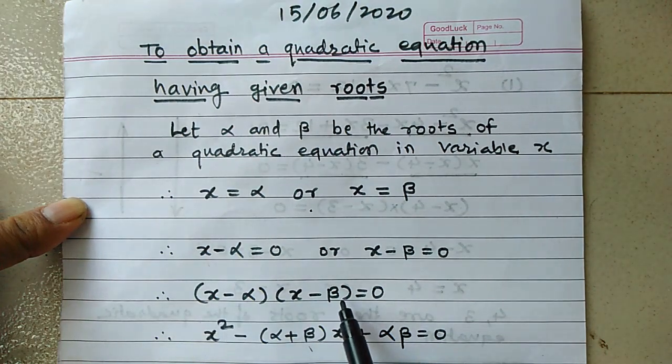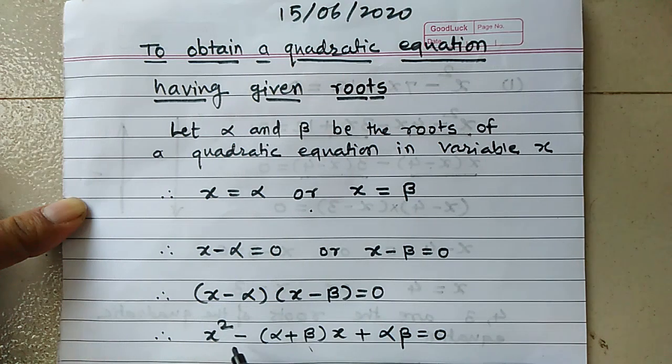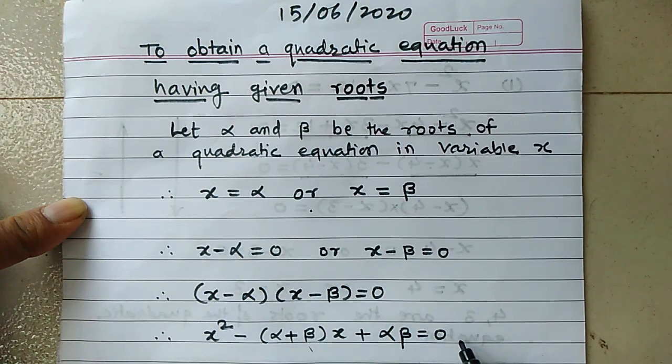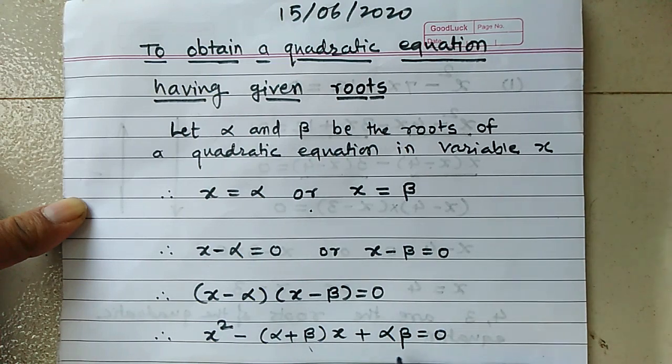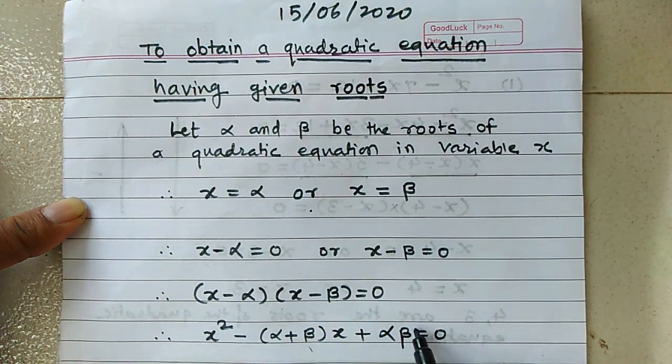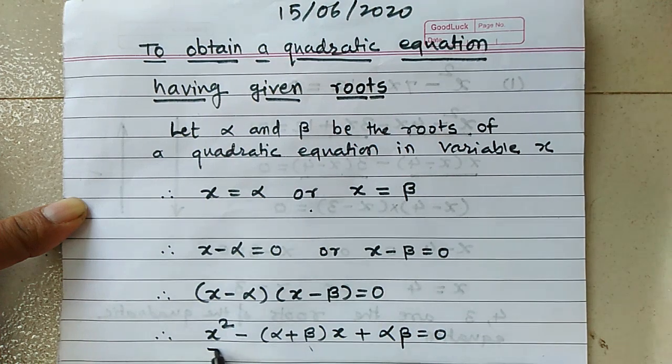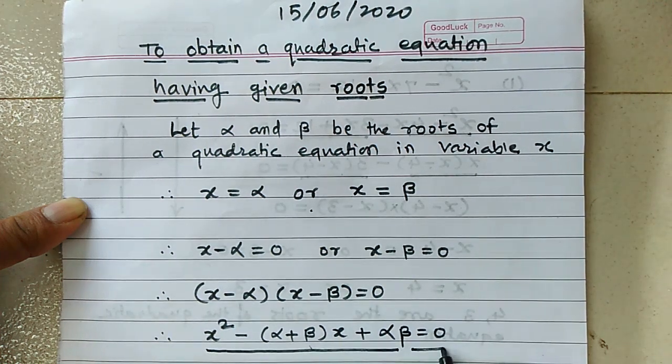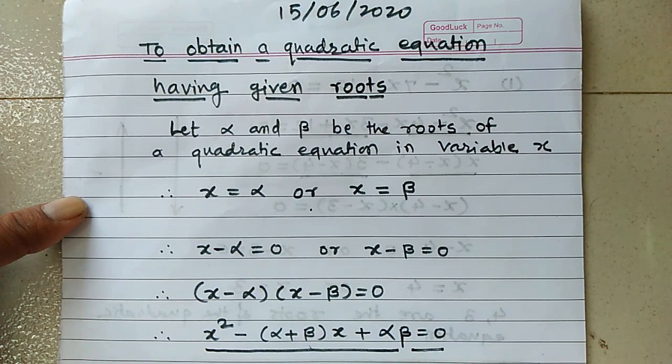Multiply the first bracket by the second bracket. x square minus (alpha plus beta) x plus alpha beta is equal to 0. That means we get this formula for finding the quadratic equation. If alpha and beta are the roots, that means we have to find out again the sum of the roots and the product of the roots, and remember this formula for finding the quadratic equation.